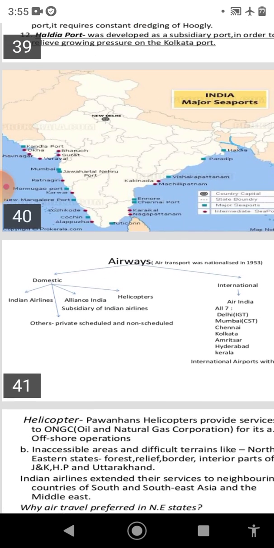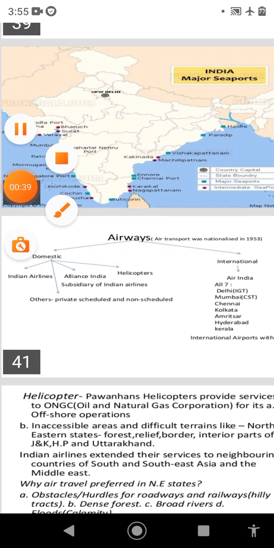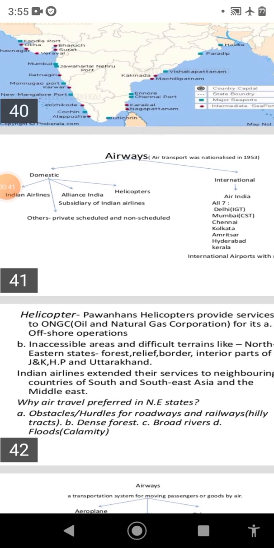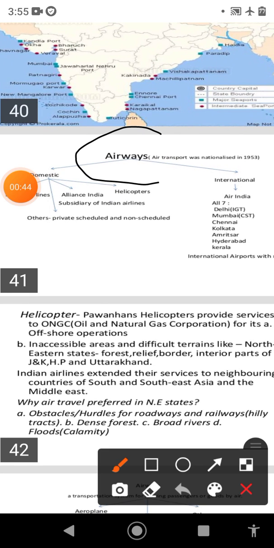The new topic we will discuss today is airways. Air transport services for personal and commercial use are together called civil aviation. In 1953, Tata Airlines were nationalized and the operations of the public sector undertaking, the Indian Airlines, began. India today has about 12 international airports and 63 domestic airports.